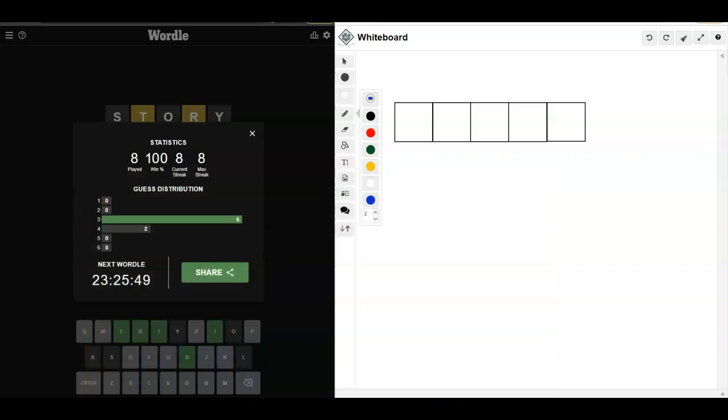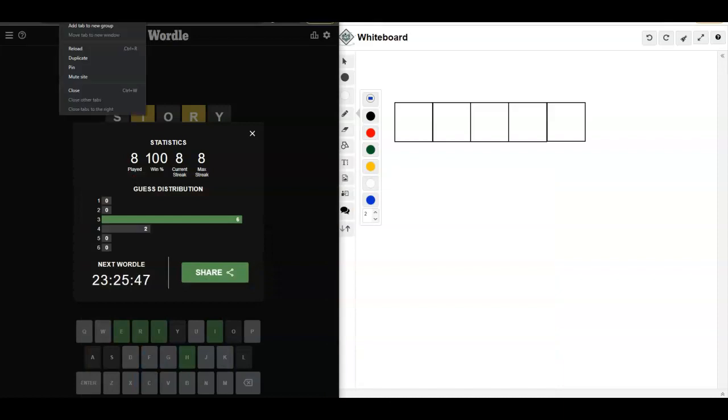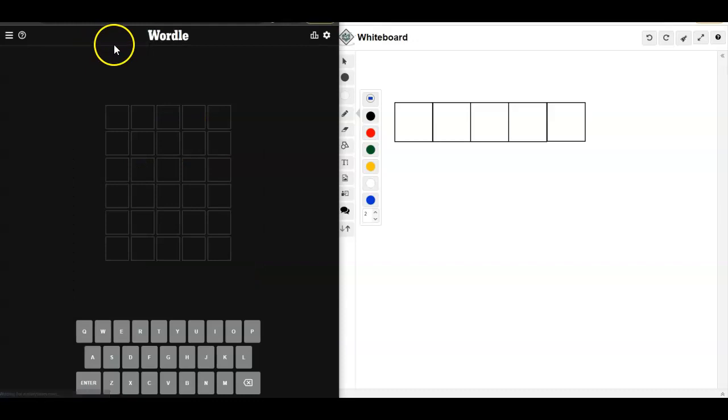So using him for inspiration, we're going to try the word space for our first Wordle of the day. Oops, how did I not do that right? Reload. Oh, I did. Oh, I think I'm reloading it again. Sorry about that. Okay, so we're going to try to use the word space.